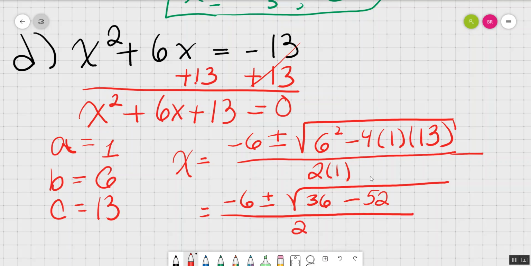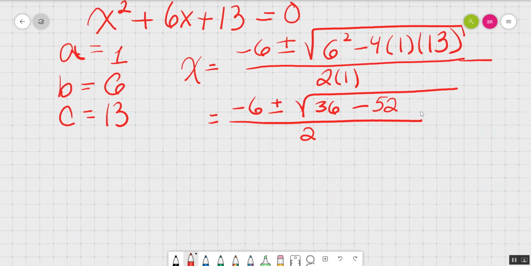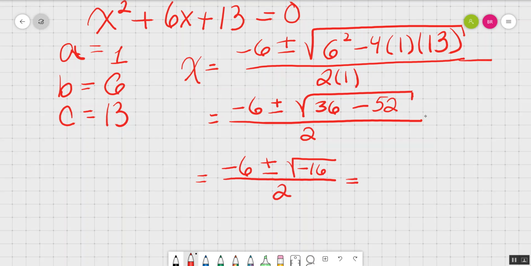Ooh, gonna get a negative root again. I know that because my 52 is bigger than my 36. When that happens, we get complex numbers. So negative 6 plus or minus the square root of 36 minus 52. Ooh, negative 16. That's kind of cute. All over 2. So I'm going to real quickly fix this up. Negative 6 plus or minus, since it's a negative root, I'm going to have an i, square root of 16, over 2.